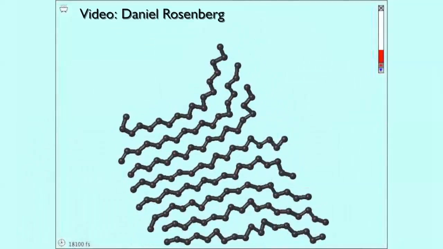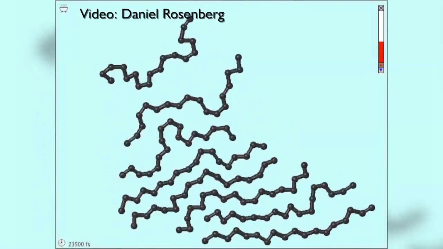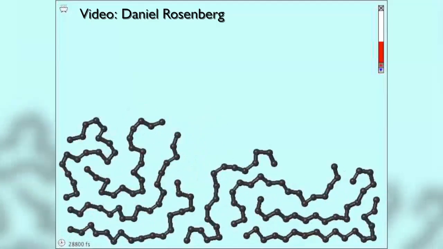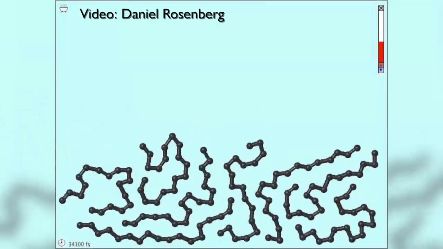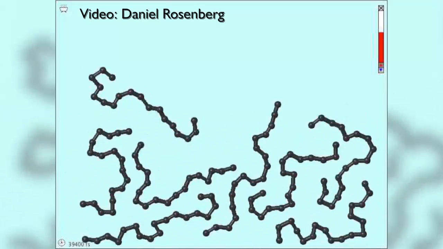This is an analogous simulation to those that we showed you earlier with the melting of water. And what you're going to see from this is that the chains at low temperatures are all stuck to each other, and as the temperature goes up, they all come apart.